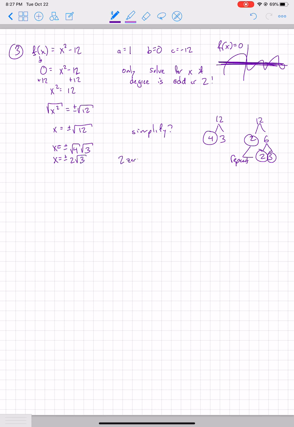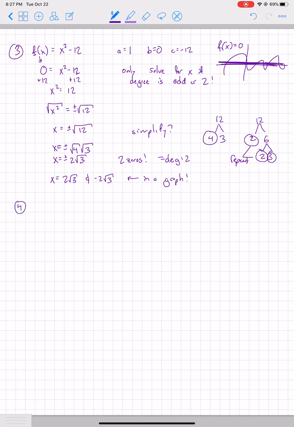That means there are 2 zeros because our degree was 2. And by 2 zeros, I mean, we could say our zeros are positive 2 times the square root of 3 and negative 2 times the square root of 3. And that we can see in a graph. So we could graph this to check our work.